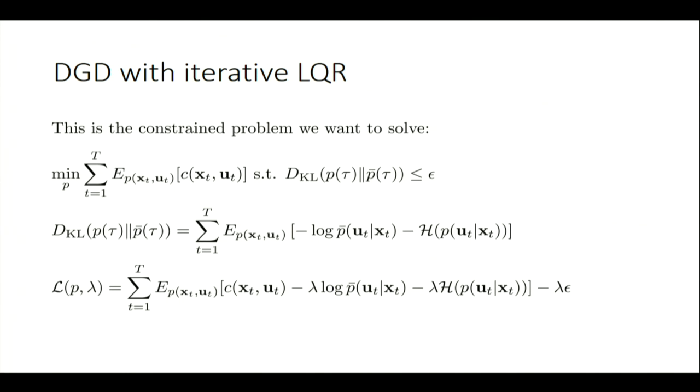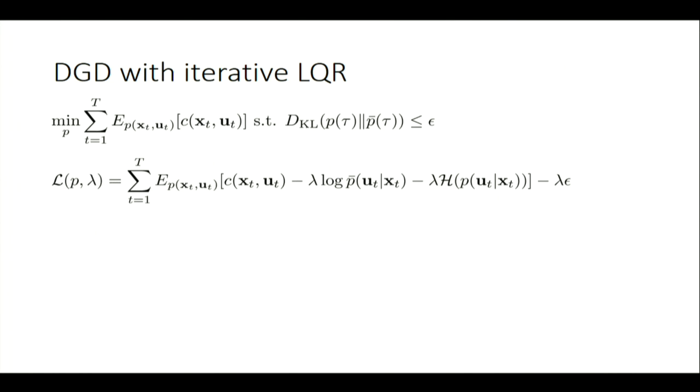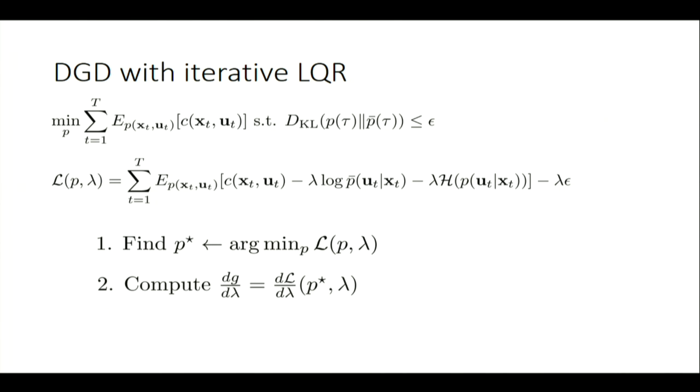So this is the Lagrangian of this problem. This term at the end here doesn't depend on the controller, but it does depend on lambda. All right, so that's our problem. And now, this is the dual gradient descent procedure that we'd like to apply. We want to find p star that minimizes the Lagrangian with respect to p, compute the derivative with respect to lambda, and then increment lambda according to the gradient descent rule. There's only one lambda because there's only one constraint. So this is exactly dual gradient descent.